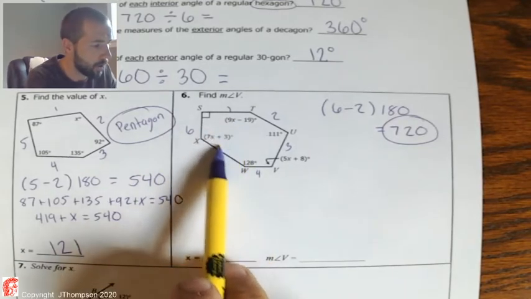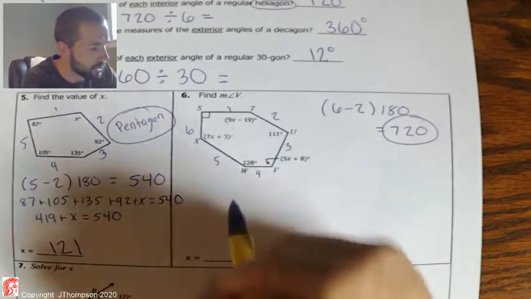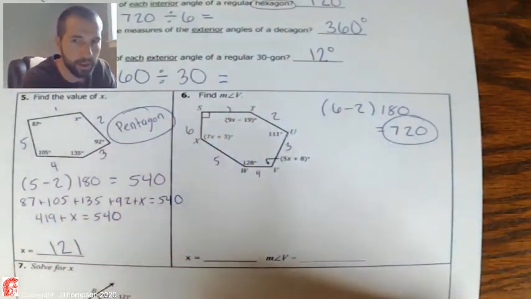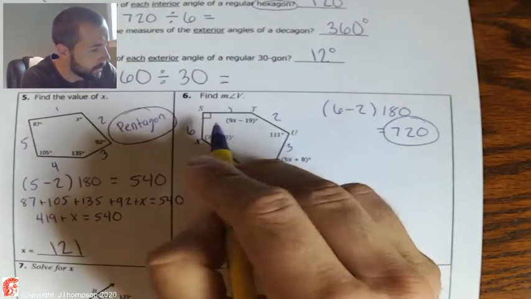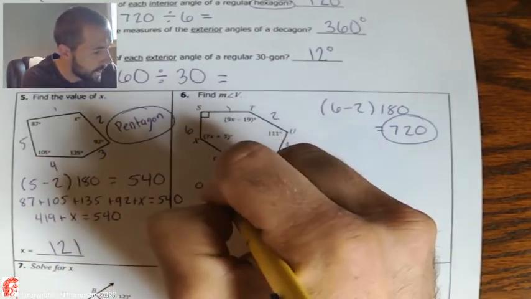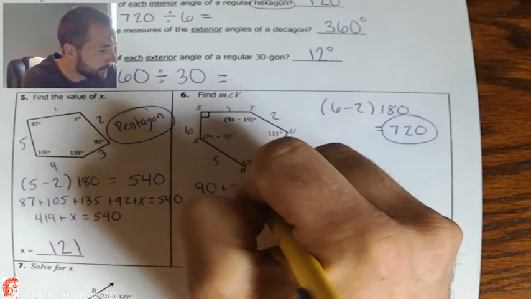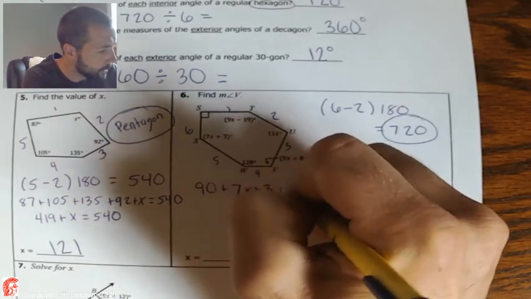This one's going to be a pretty long one, though, because we have all these expressions here. So just pick an angle and start anywhere you want. I'm going to start with a 90. And I'm just going to go in a counterclockwise rotation and just add all the angles together. Make sure you don't miss anything.